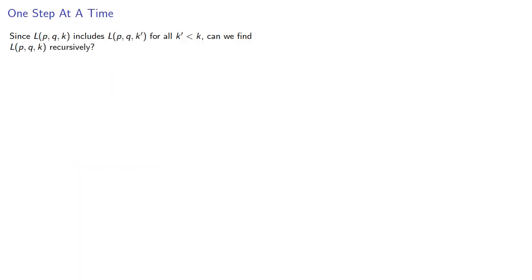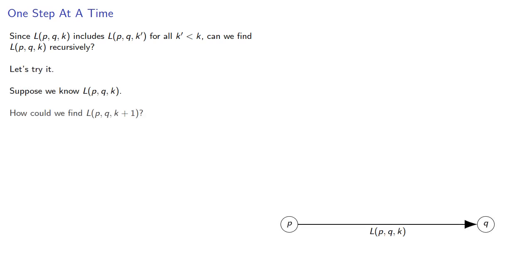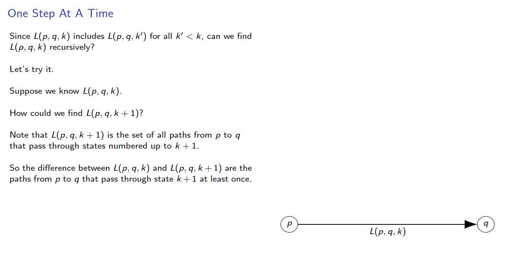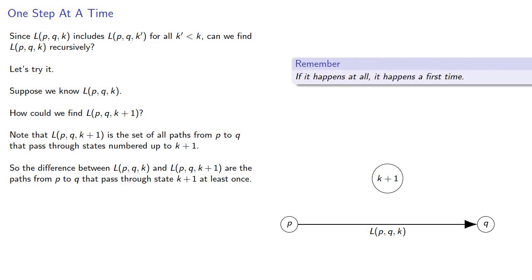Since L_{P,Q,K} includes L_{P,Q,K'} for all K' less than K, can we find L_{P,Q,K} recursively? Let's try it. Suppose we know L_{P,Q,K}. How would we find L_{P,Q,K+1}? Note that L_{P,Q,K+1} is going to be the set of all paths from P to Q that pass through states numbered up to K+1. So the difference between the two are only the paths from P to Q that pass through state K+1 at least once. And remember, if it happens at all, it happens a first time.